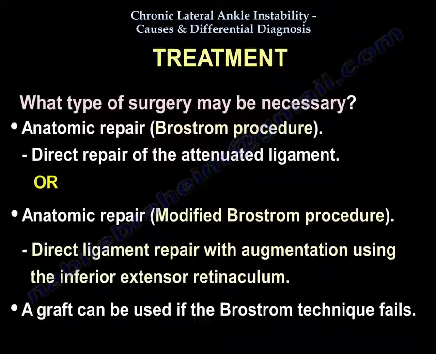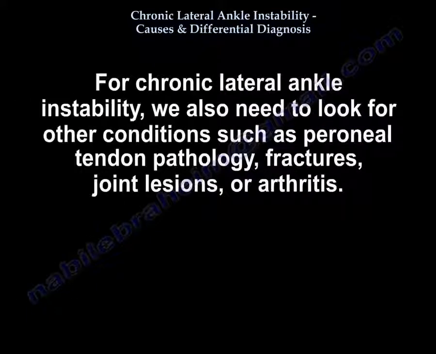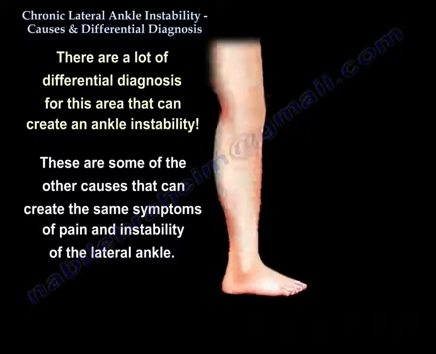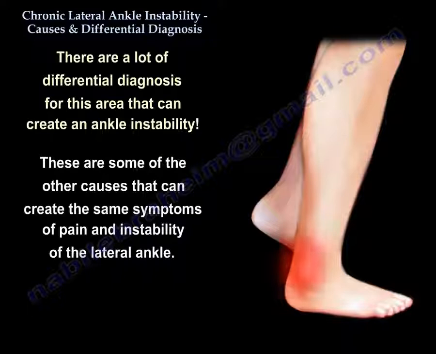What type of surgery? Anatomic repair, which we call Brostrom, is direct repair of the attenuated ligament, or modified Brostrom, which is direct ligament repair with augmentation using the inferior extensor retinaculum. You can use a graft if the Brostrom technique fails. And you're going to look for other conditions like peroneal tendon pathology, fracture, joint lesions, arthritis. There is a lot of differential diagnosis for this area that can create ankle instability.